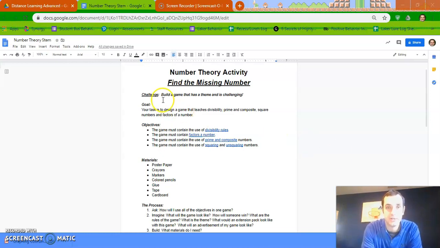Here's the challenge. You're going to build a game that has a theme, and that's a little challenging, okay? Your task is to design a game that teaches divisibility, prime, composite, squaring numbers, and factors of a number. So here are the objectives.